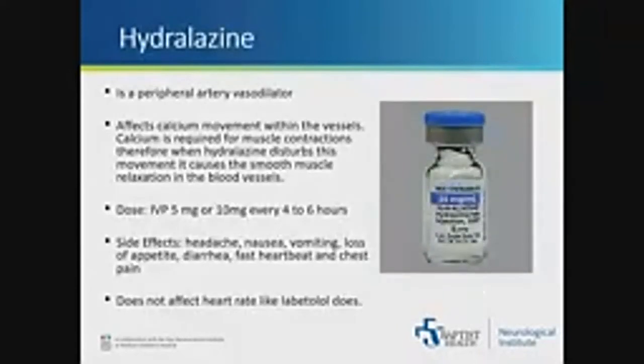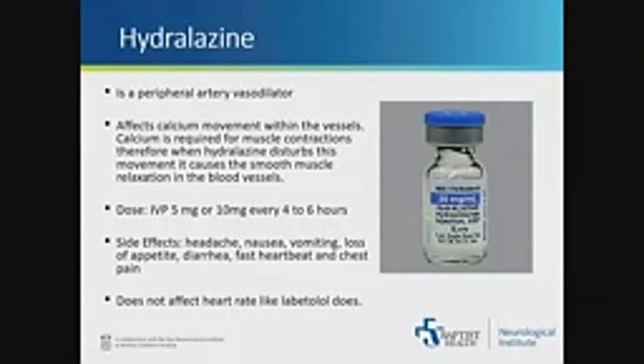Hydralazine is another medication. This is a peripheral artery vasodilator. It causes relaxation of the blood vessels, which are carrying blood away from the heart and towards all of our organs and tissues. So it affects the calcium movement within our vessels. Calcium is what causes our muscle contraction. And therefore, when we use hydralazine, it disturbs that movement of calcium and causes that smooth muscle just to relax.